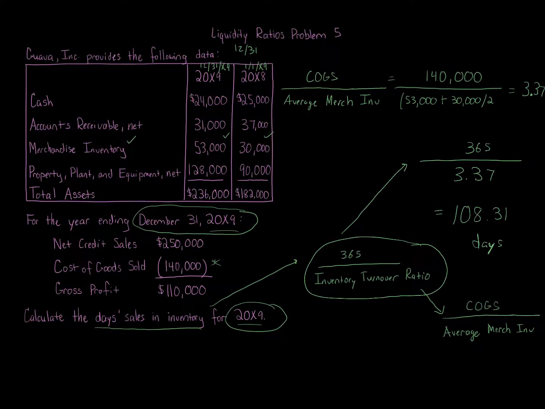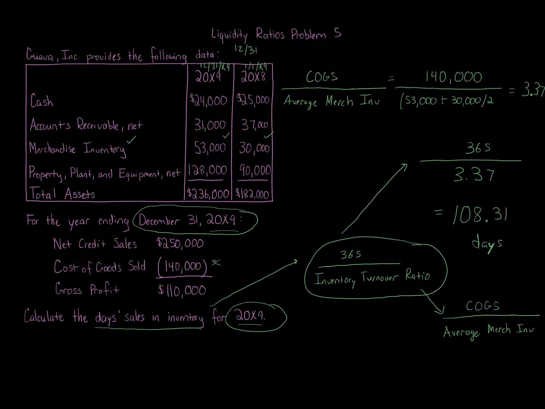So this is the number of days sales in inventory. It's a rough estimate of the length of time it takes to purchase, sell, and replace the inventory. So it's taking on average 108 days to go through the process of purchasing, selling, and replacing the inventory. Again, depending on the industry you're in, this could be bad, could be good. It depends on the type of business. I think it's in the okay area, just taking a general stab at things.